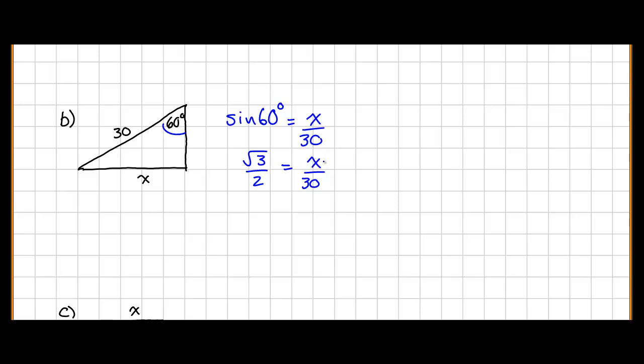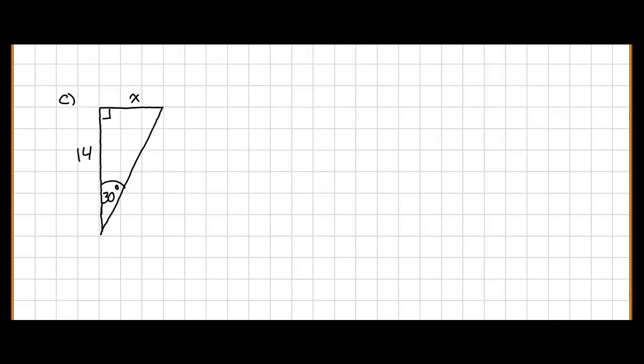And x is in the numerator here. All I have to do is multiply both sides by 30, and I get x is equal to 30 times root 3, divided by 2. I usually write the coefficient in front, the radical second. And 30 divided by 2 is 15, so we get x is equal to 15 root 3.